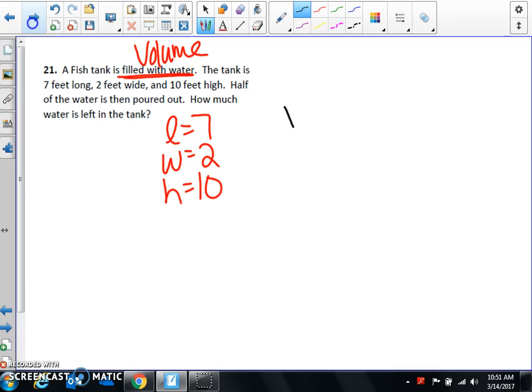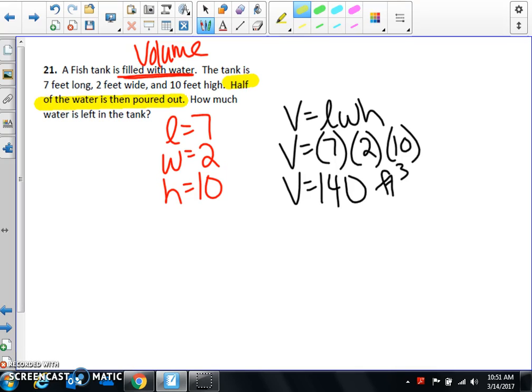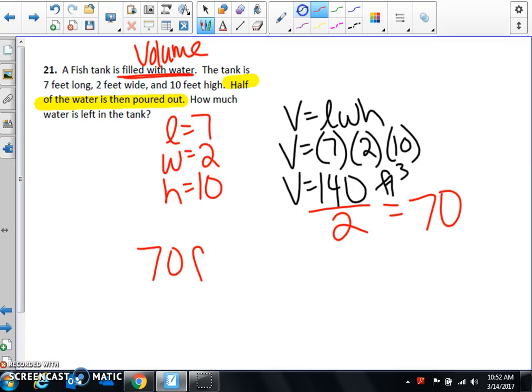So let's just go straight up. Volume equals length times width times height. So volume equals 7 times 2 times 10, which is, I put it in my calculator, 140 feet cubed. However, we have to go back, and it said right here, half of the water is then poured out. So this is the max that it can hold. So all we do, guys, is just divide that by 2. And 140 divided by 2 is 70. So how much water is left in the tank? Boom, 70 feet cubed. That's it.